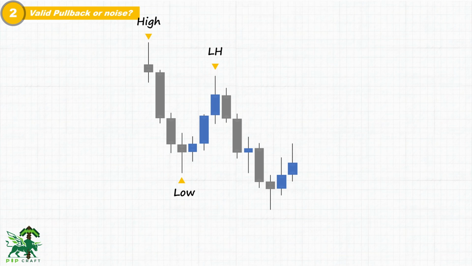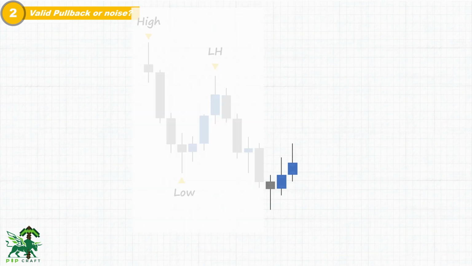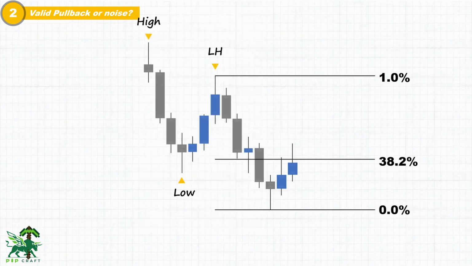For example, let me show you how to find out if a move is a valid pullback or just noise in price movement. If we apply the Fibonacci retracement tool from the start of the impulsive move to its end, we'll see that it has reached the 38.2% level. This confirms that the move qualifies as a valid pullback.